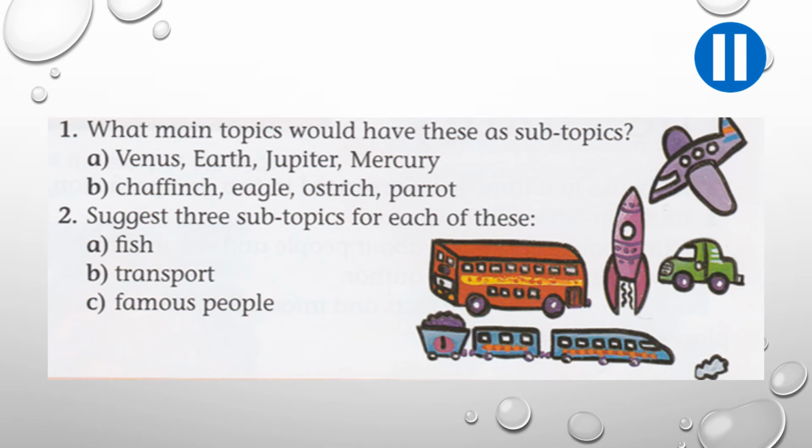And number 2, it says, suggest 3 subtopics for each of these. You have fish, you have transport, and you have famous people. So what subtopics could you have if those were your main topics? Have a think, and we will look at some suggestions on the next few pages.